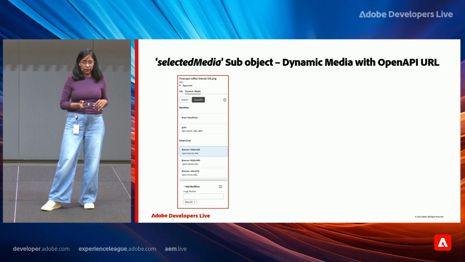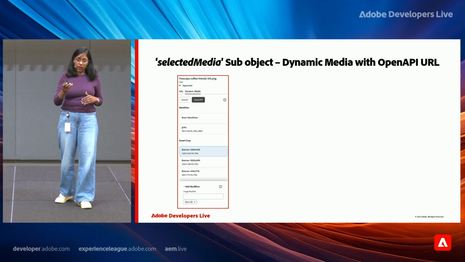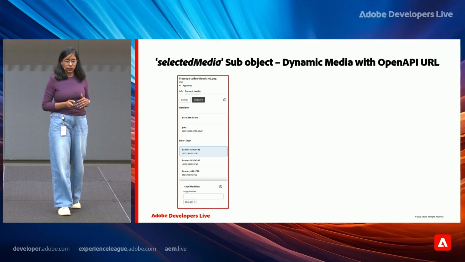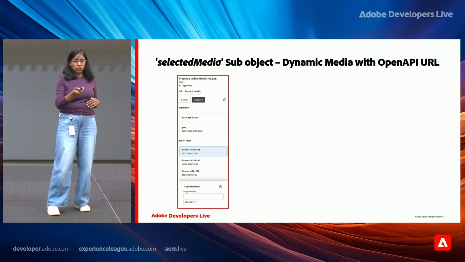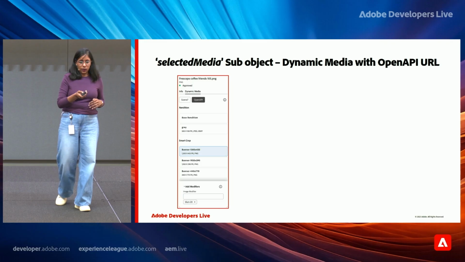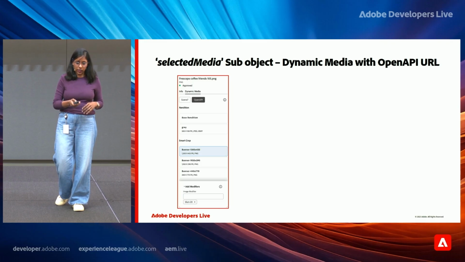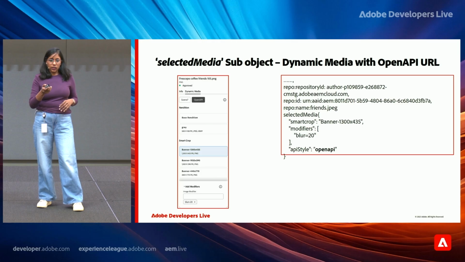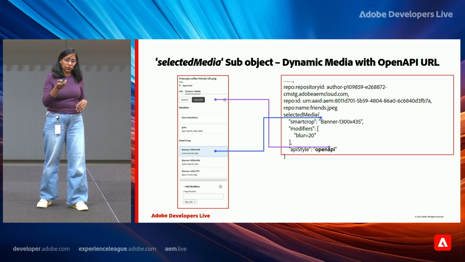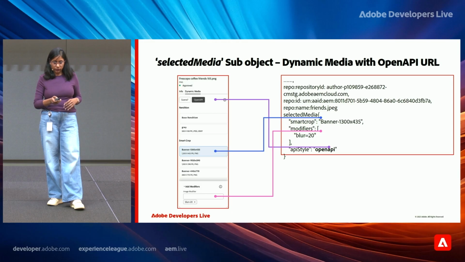Similarly, for the dynamic media with OpenAPI URL, if you intend to build a URL for the DM with OpenAPI, you get to choose the OpenAPI style from the panel, along with any of the combinations. Here I am just showing your smart crop and modifier example. Your asset object will have your repository ID, your selected media, and your asset ID.